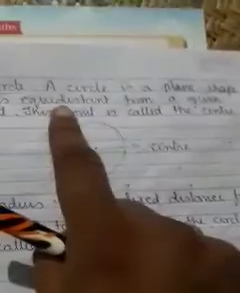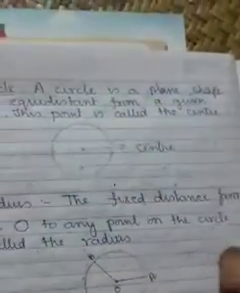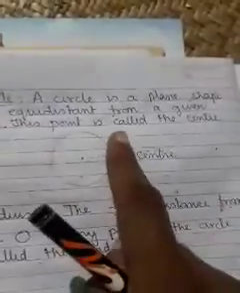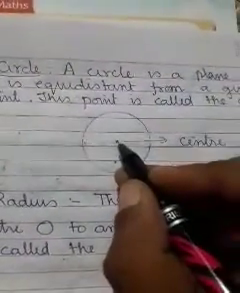Circle. What is a circle? A circle is a plane shape. Remember, it is a plane shape. It is equidistant from a given point. Means, say this is a point. How to draw a circle? What will we do? We'll put the compass here.